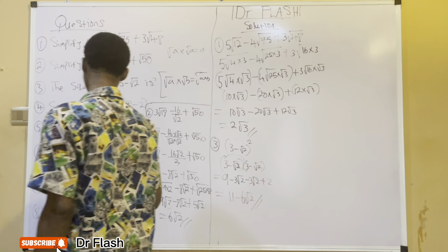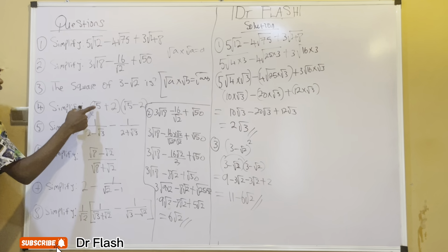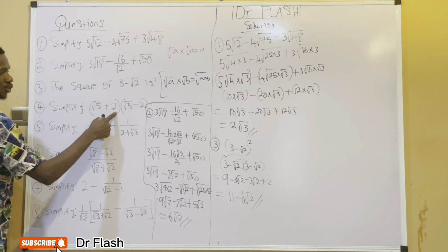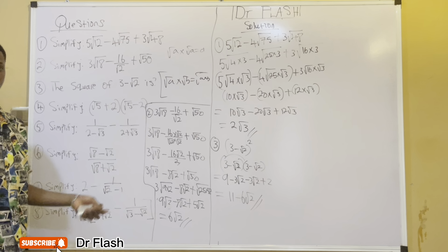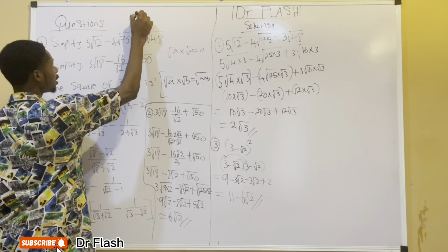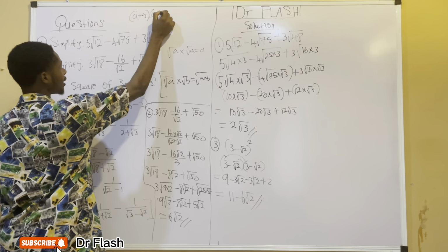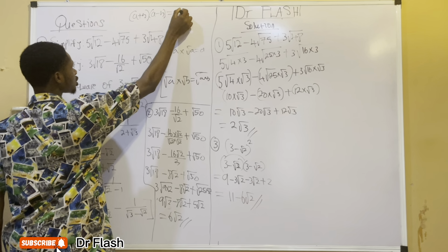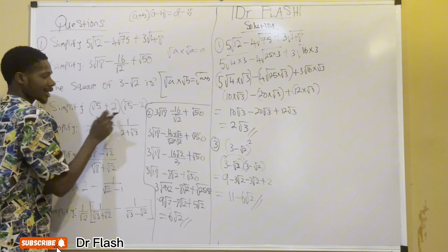Now the next question here is question 4. It says simplify 5 root 5 plus root 2 times root 5 minus, this one is simply difference of 2 squares. Remember, I explained already. Difference of 2 squares is, having a plus b times a minus b is going to be equal to a squared minus b squared. So that is exactly what we're having here.